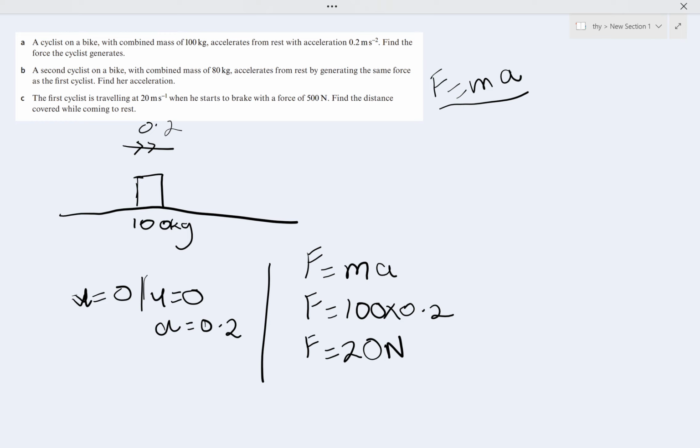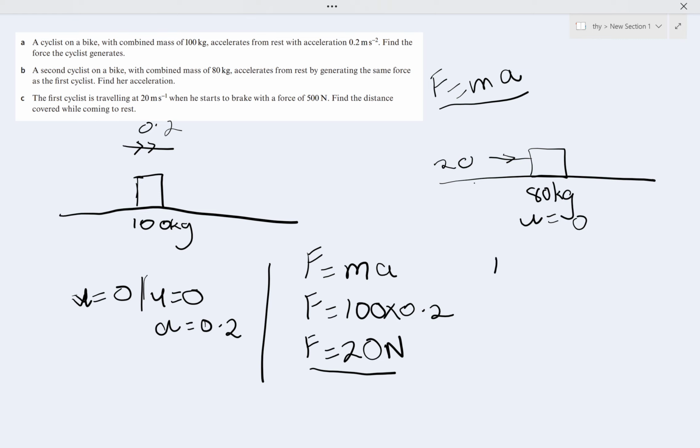The next question asks: a second cyclist on a bike with a combined mass of 80 kilograms accelerates from rest by generating the same force as the first cyclist. Find her acceleration. So this time we've got another cyclist, just a box, with a mass of 80 kilograms. They start out at rest, so u is equal to 0. They generate the same force as the first cyclist, which was 20 newtons. So this other cyclist is also pushed forward by a 20 newton force, and we need to find the acceleration.